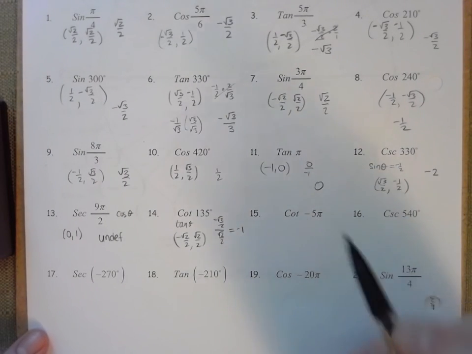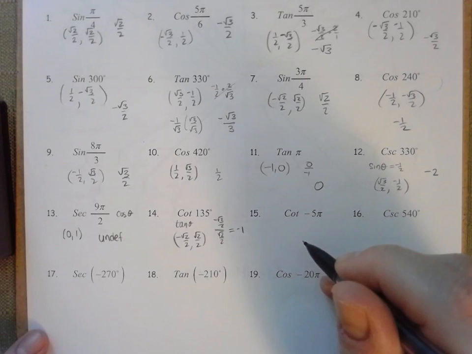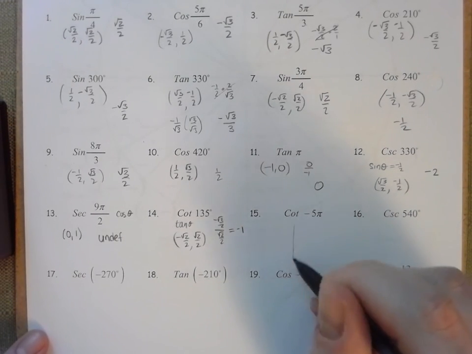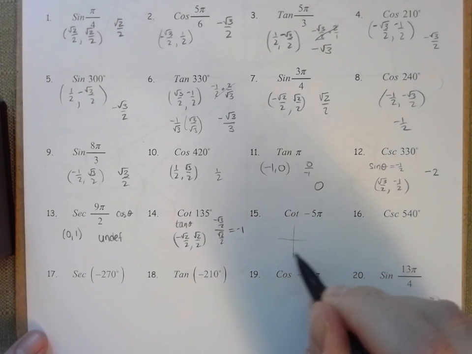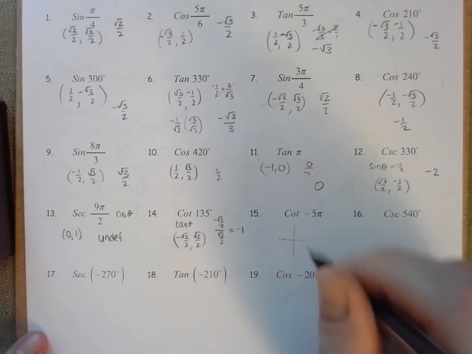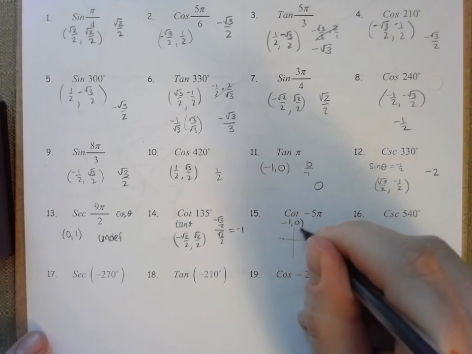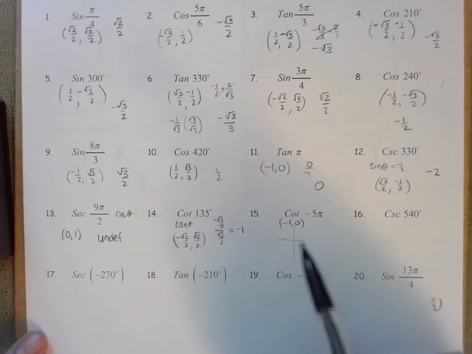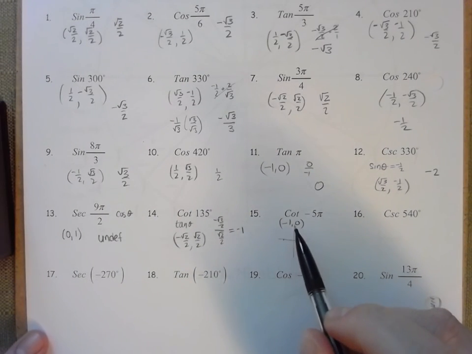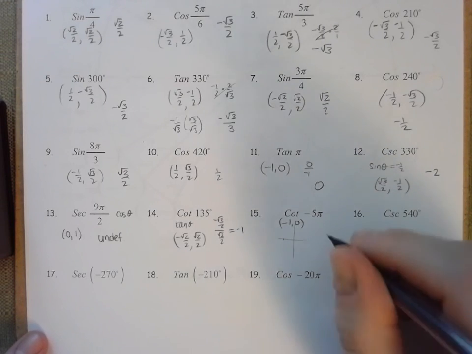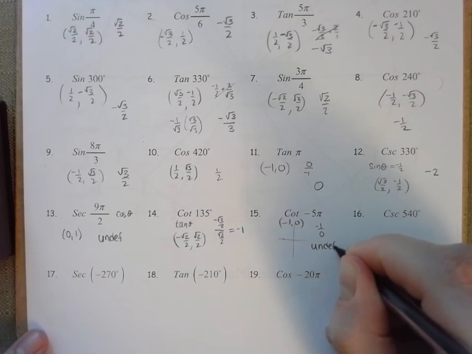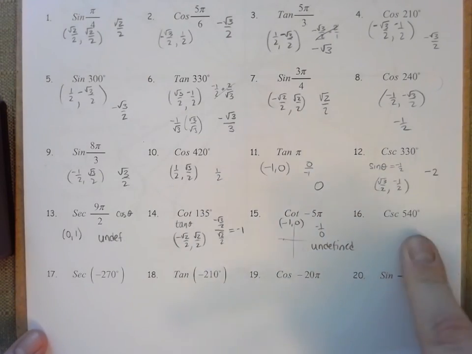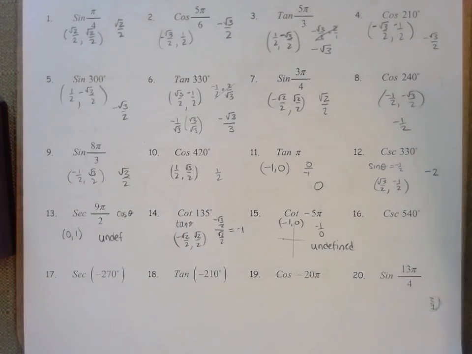-5 pi is radians going clockwise. 1 pi, 2 pi, 3 pi, 4, 5 pi. -5 pi terminates at the point -1, 0. The cotangent would be the x-coordinate divided by the y-coordinate. What is -1 over 0? That ratio is undefined.